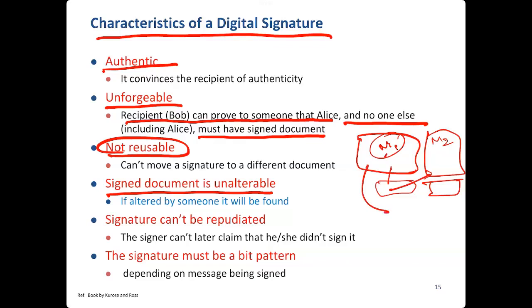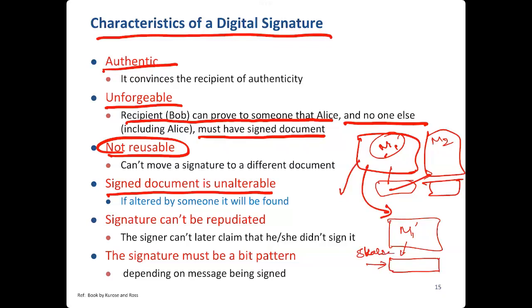somebody in between, Mallory, gets this document and changes it from M1 to M1 dash, but she cannot change the signature. At most what she can do is create some fake signature. Okay, but only a genuine signature can be created by Alice because Alice uses her private key, right?